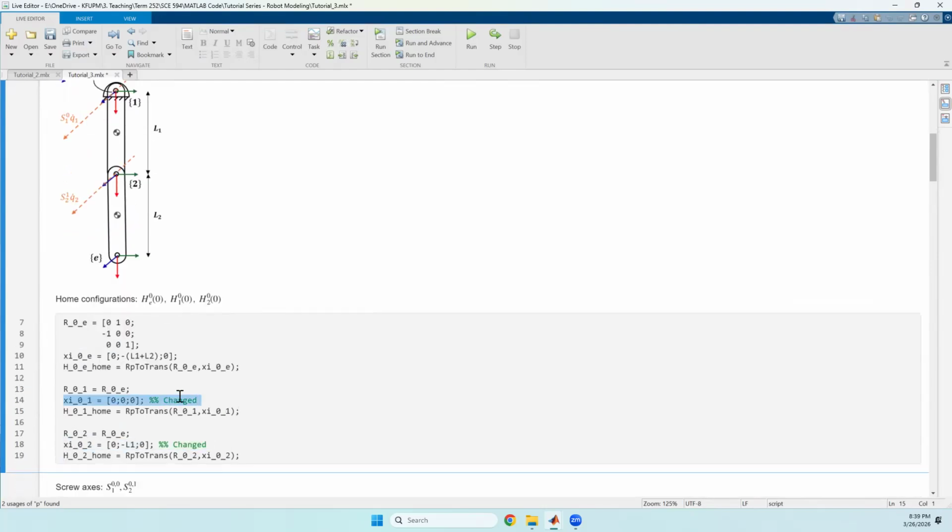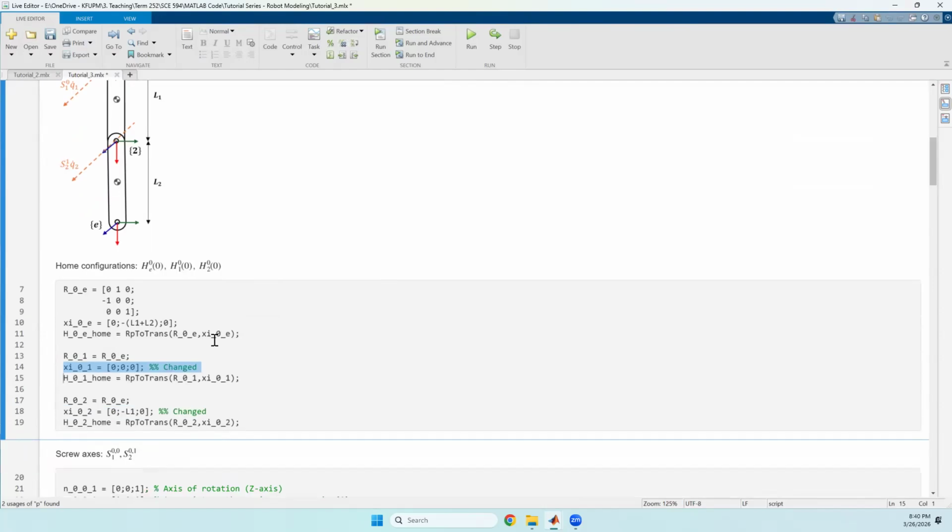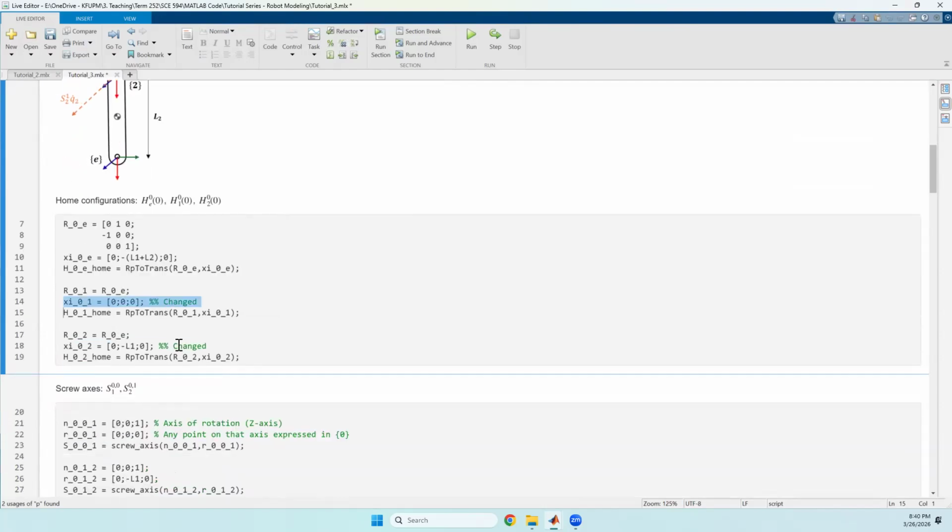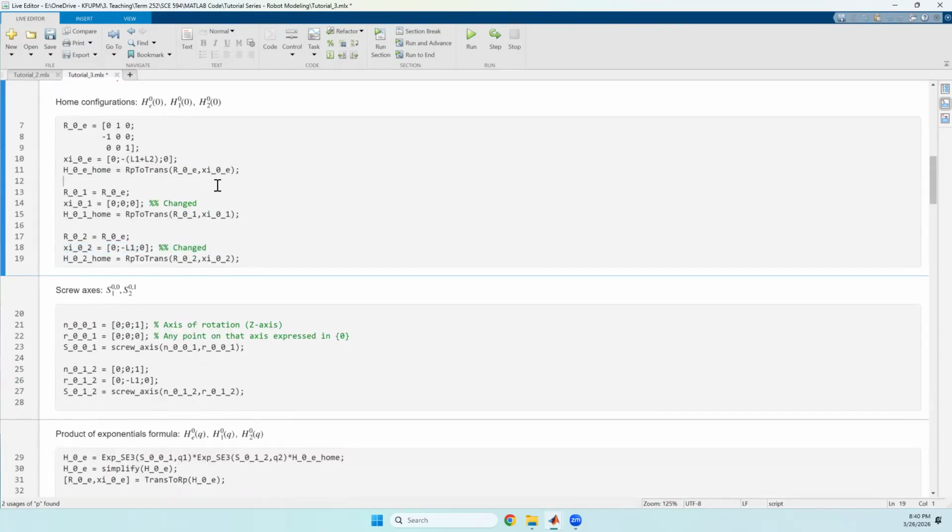All of the lines that will be changed or added will be highlighted here by this comment. These are only the lines that change in tutorial number 3 compared to tutorial number 2, so keep track of these. This is the first thing that we changed, so we'll just run that.